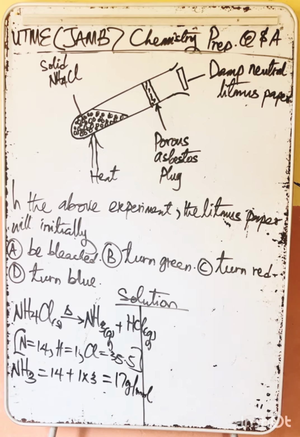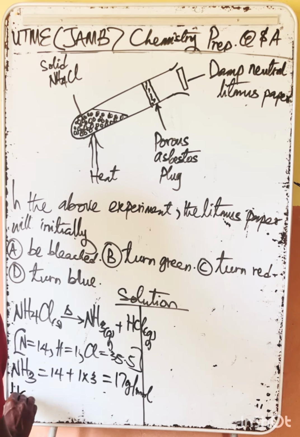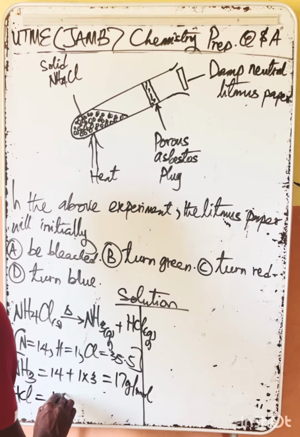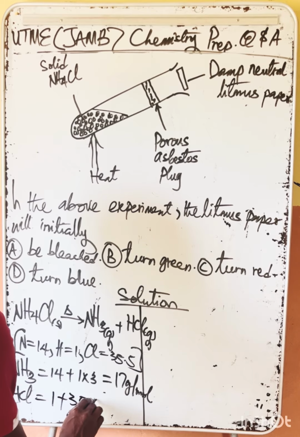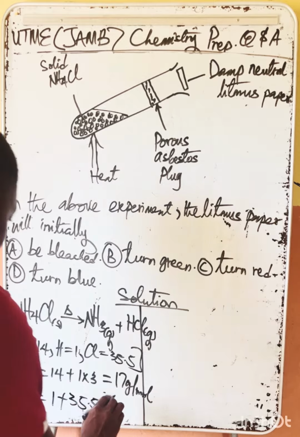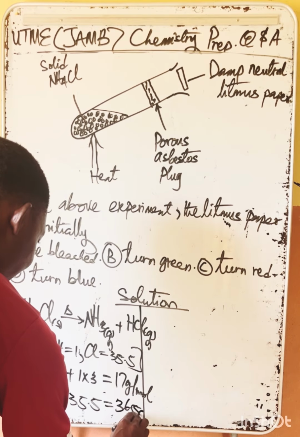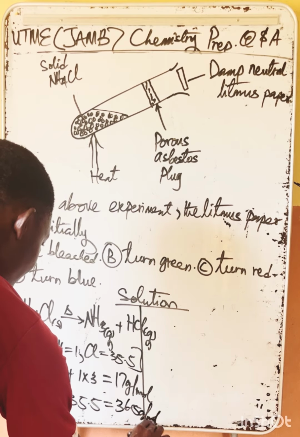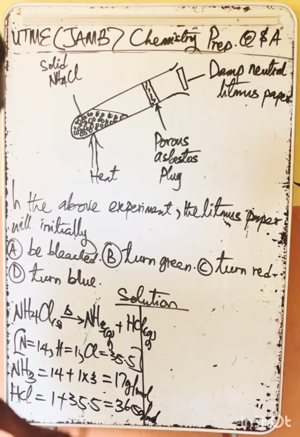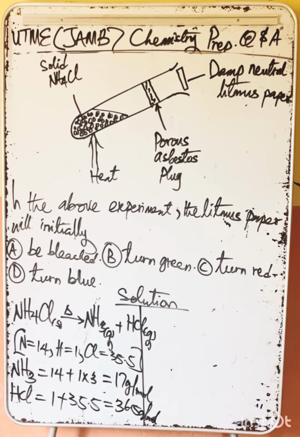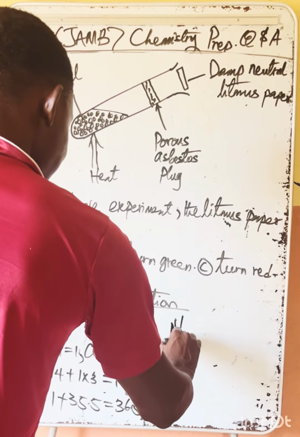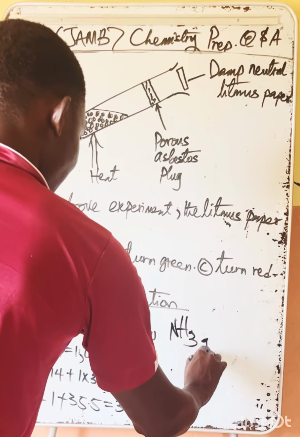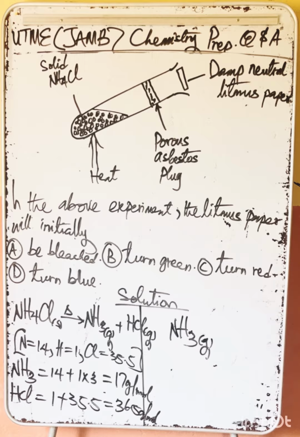That's the molar mass. Then that of hydrogen chloride gas would be hydrogen 1 plus chlorine 35.5, which would be equal to 36.5 grams per mole. So between 17 and 36.5, 17 is lower. So it means that ammonia is a lighter gas, and ammonia is the gas that would reach the damp litmus paper.